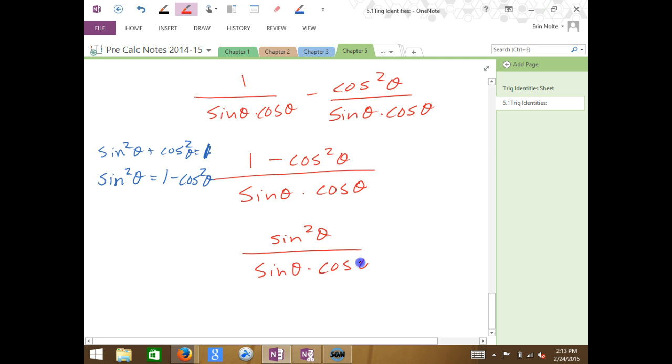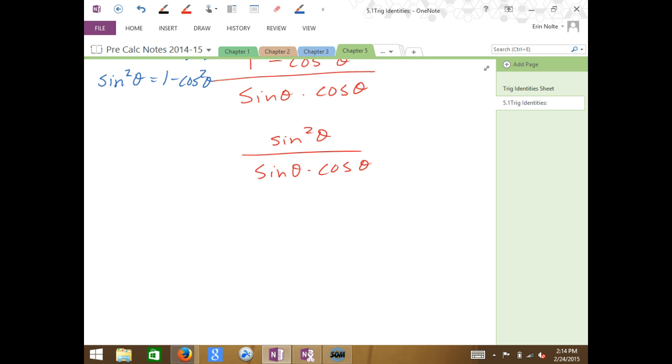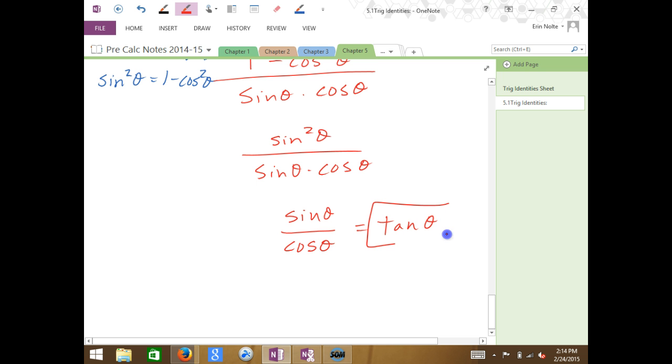Now I can do a little bit more algebra. What do you notice here? You can cancel one of the sines, right? If you've got a sine over sine, one of those is going to cancel. So I have sine over cosine. What's sine over cosine? Tangent. So this all simplifies into tangents. Wow, it's pretty nifty, right?